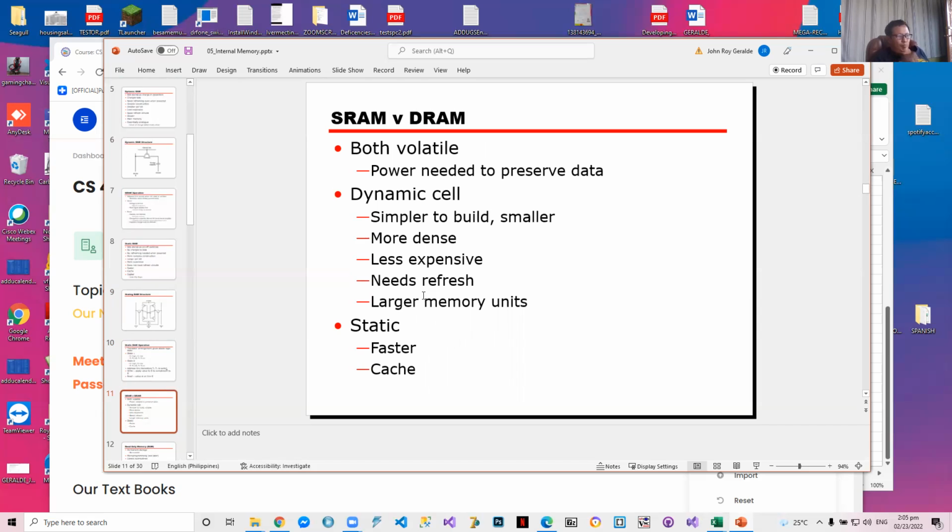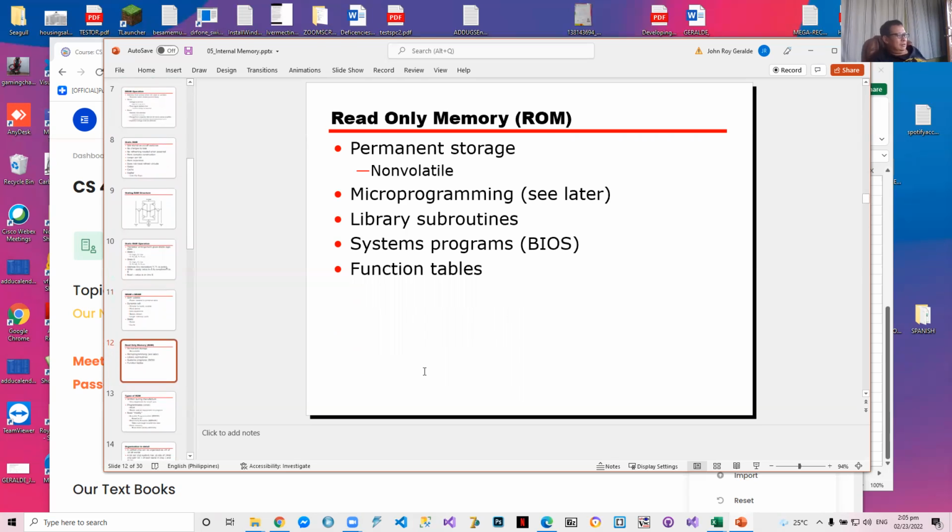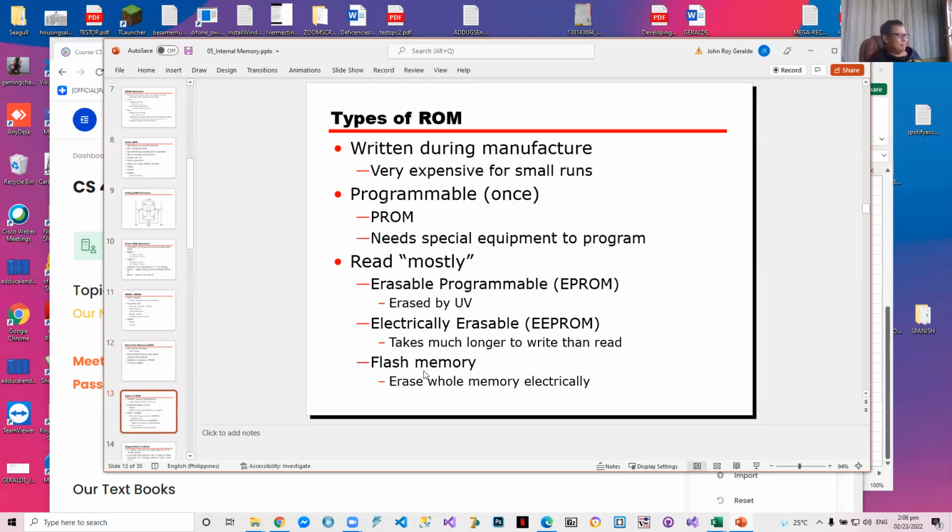This can occupy larger memory units. The static RAM is faster, okay, and of course smaller in size but bigger in area. This is used for building cache memory. Okay. So examples are those used for library routines like the interrupt handlers, read-only memory. The interrupt handlers are stored in the ROM. And then the BIOS program, the one that is used to boot your operating system, and certain function tables. So you know this already.